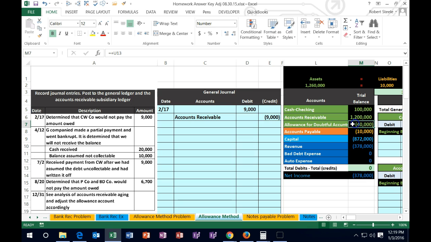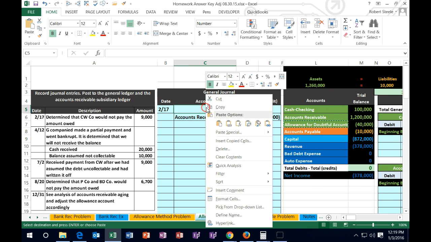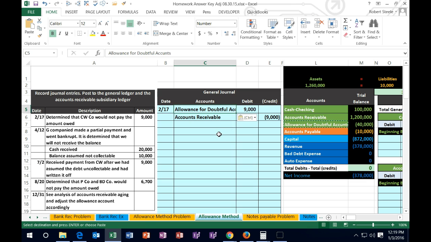So basically the allowance has the 40 in it, and we are going to debit it, making it go down. So I'm going to copy that account. I'm going to put that on top in C5, right click and paste 1, 2, 3. And obviously it might be easier to think about the allowance by first doing the receivable, and then we know that we're going to have to do the opposite to the other account.